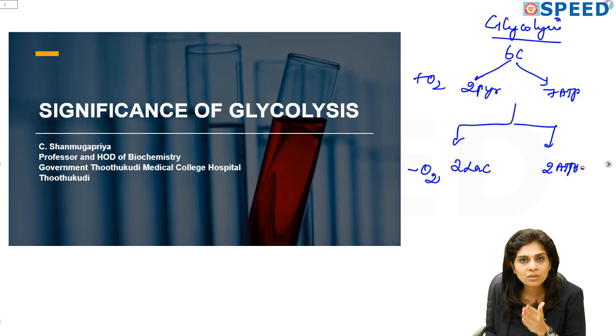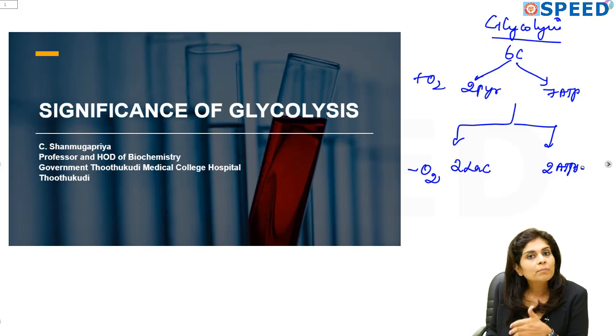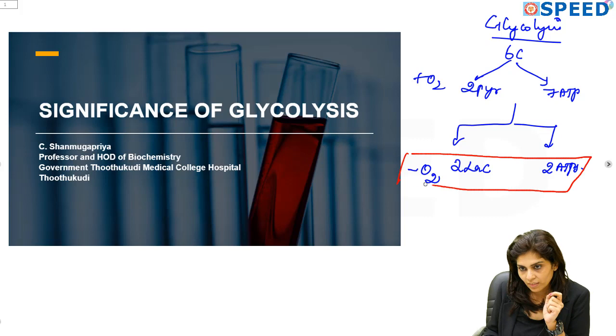If you are asked what is the significance of a pathway, it means they are asking you what is unique about this pathway. So the unique feature of glycolysis is that it's the only pathway which can generate ATP even in anaerobic conditions. Do you understand this? It's the only pathway that can generate ATP even in the absence of oxygen.